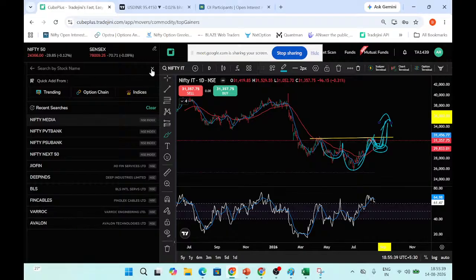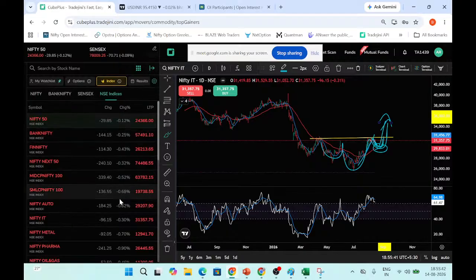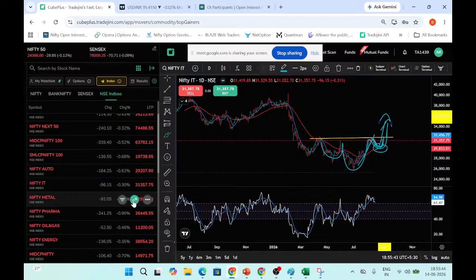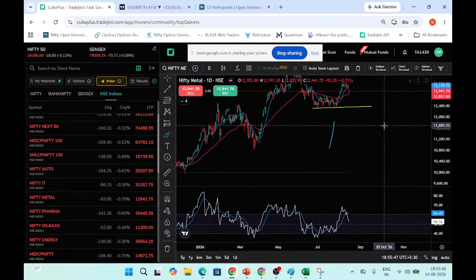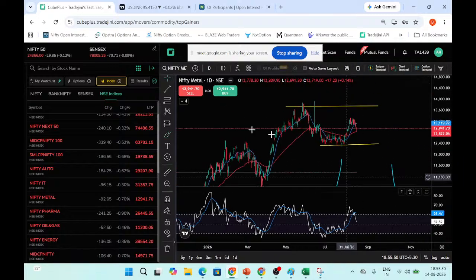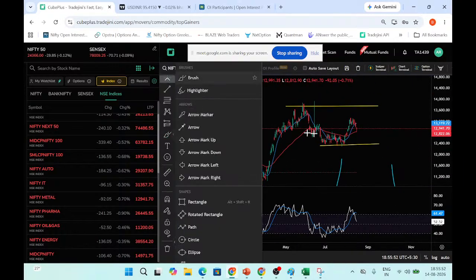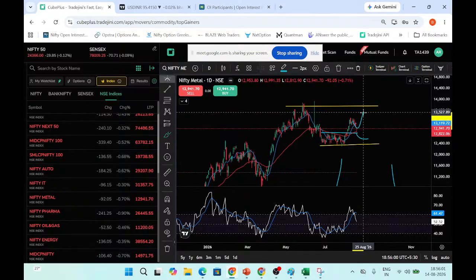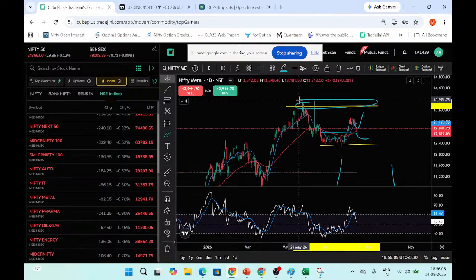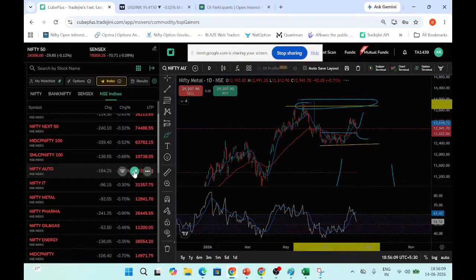So the metal is also okay? Yeah, metal is okay, not bad. Because what is going to happen is, there was a consolidation here. So the market broke this resistance. If this resistance becomes a support area, and if this 50% moving average is respected, we could probably expect higher and higher lows. And auto is in much better shape compared to metal. Auto, yes, auto is better.